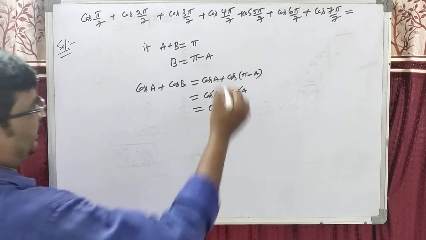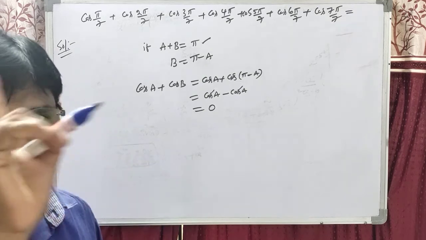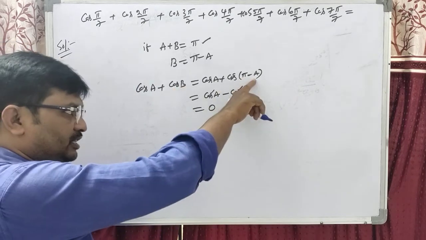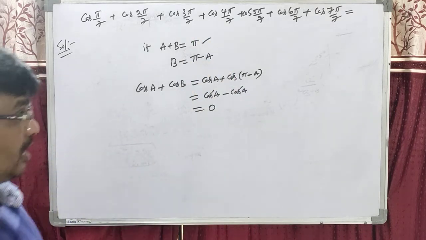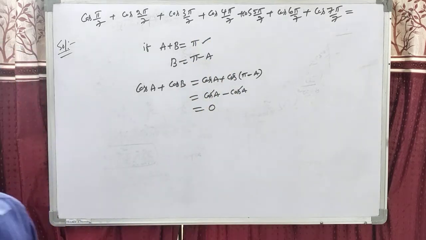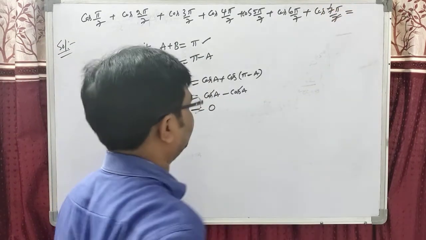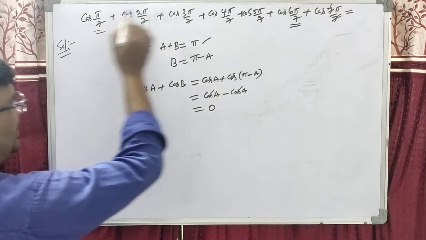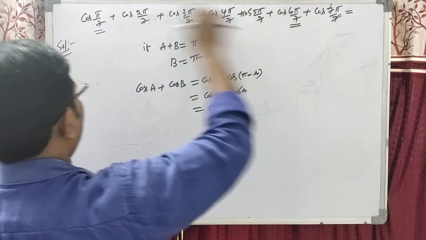When the sum of the angles is 180 degrees, that is, when the angles are supplementary, then cos a plus cos b, where b is 180 minus a, lies in the second quadrant. In the second quadrant, cos is negative. So cos a minus cos a is 0. Now here we can observe the 7 cancels, this is pi and this is 6 pi. Pi plus 6 pi, a plus b is 180.